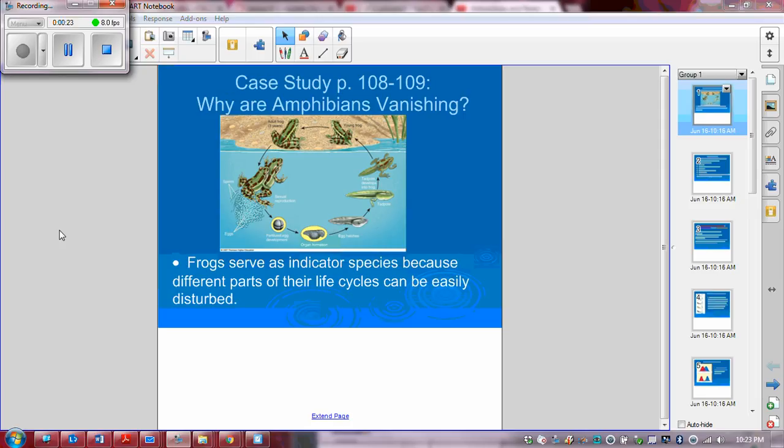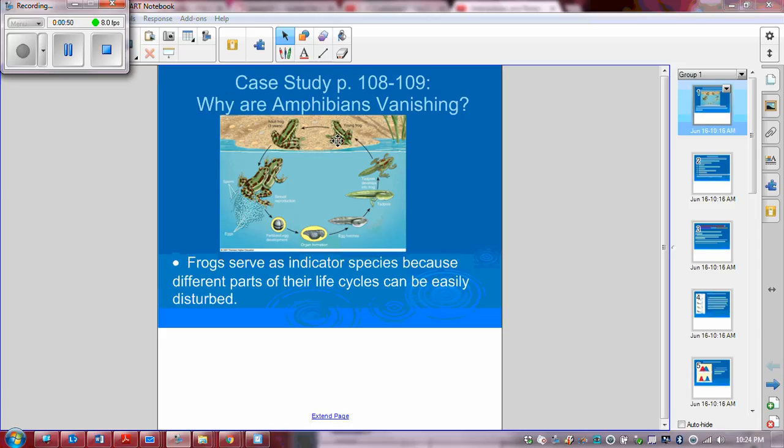This first case study looks back at our indicator species. Looking at frogs in particular, we said that birds are good indicator species, fish are good indicator species. Amphibians are especially good because they can tell us about things that are happening both on land and on water, because part of their life cycle is in the water, where their eggs are, when they lay their eggs and when they go through this first part of their life cycle, when they become tadpoles and before they become frogs.